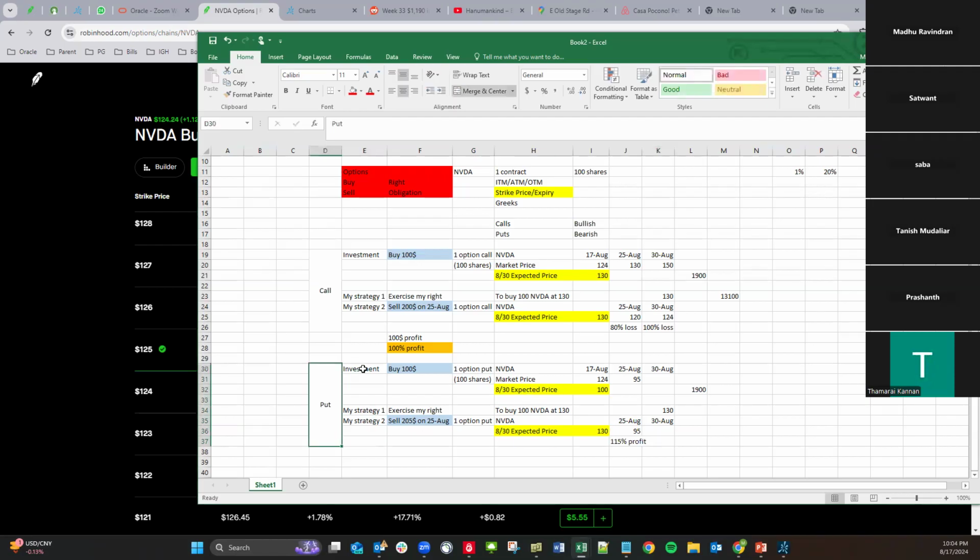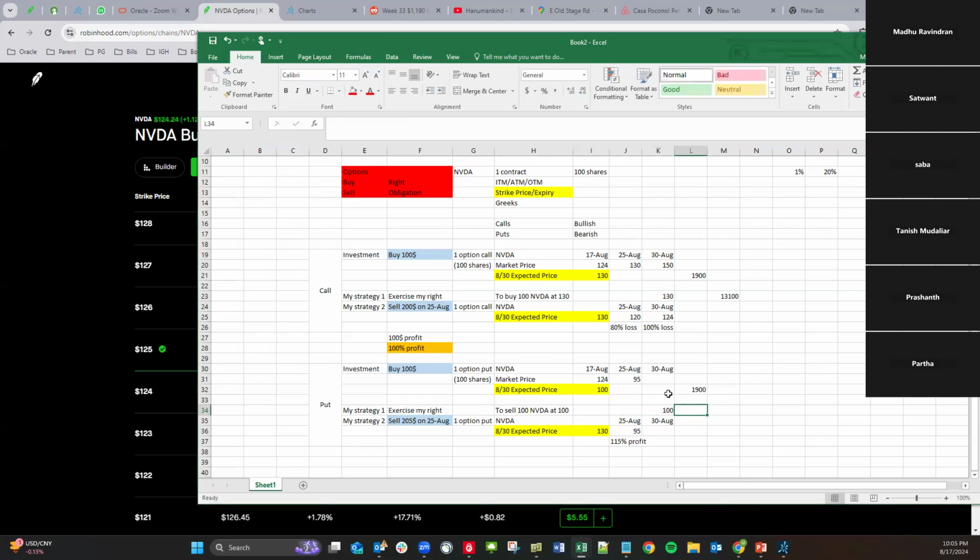So essentially put is almost the same, just that it is bearish, which means I expect the underlying to move down as the days progress towards my expiry. And here, what does exercising my right mean? I'm okay to sell NVIDIA for, what is my strike price? 100. So I'm going to go by 100.